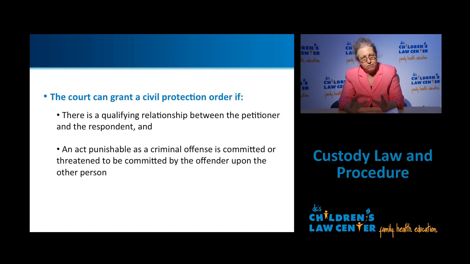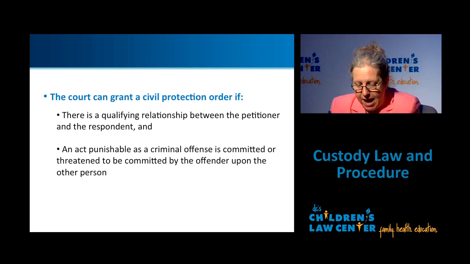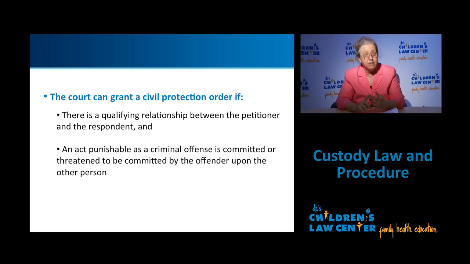The basic substantive law of civil protection orders is that in order to get a civil protection order, the petitioner has to prove 2 things. One is that there is what I call a qualifying relationship between the petitioner and the respondent, and that the respondent has committed a criminal offense or threatened to commit a criminal offense upon the petitioner. So there has to have been a crime between the parties, and the parties have to have some kind of intra-family relationship as defined by the statute.